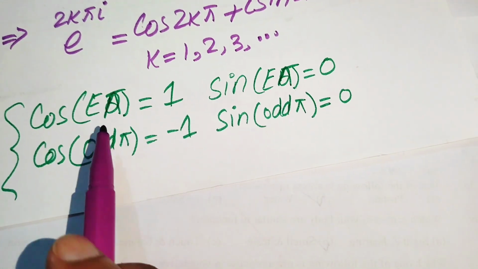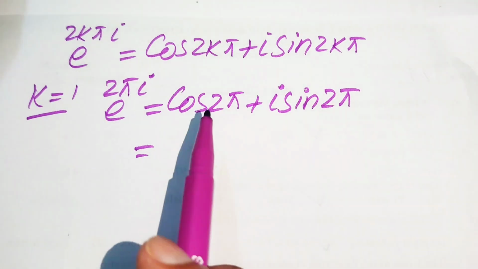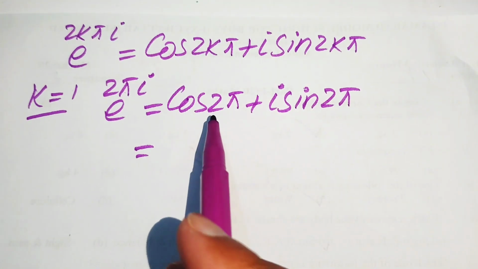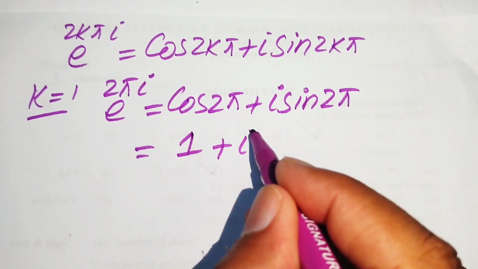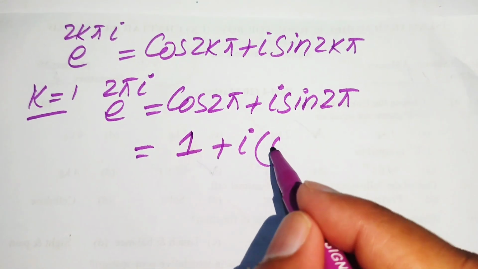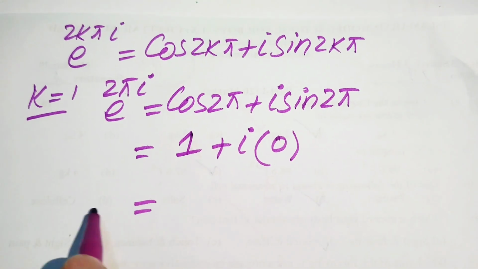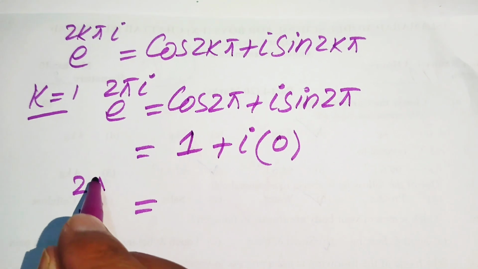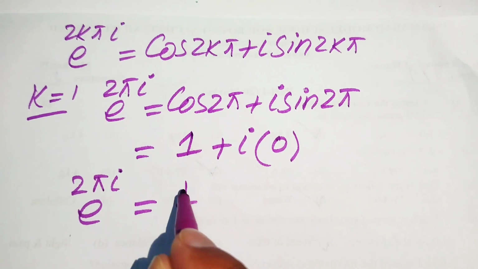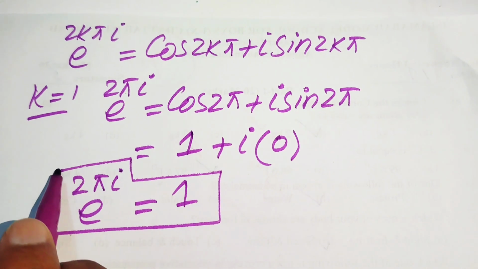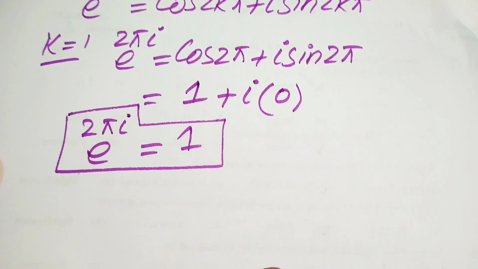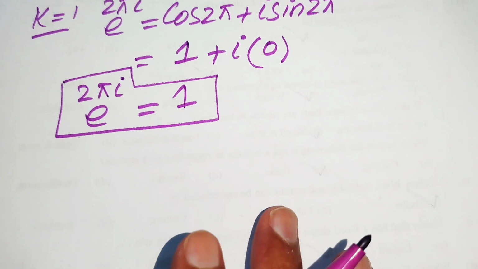According to this fact, cos of an even multiple of pi becomes 1. So you see that this is cos of an even multiple of pi, and the output of this is 1, and plus iota times sine of an even multiple of pi, which is equal to 0. So it means that the value of e to the power of 2 pi iota is equal to 1. So now it means that for k equals 1, our Euler's identity is equal to 1.